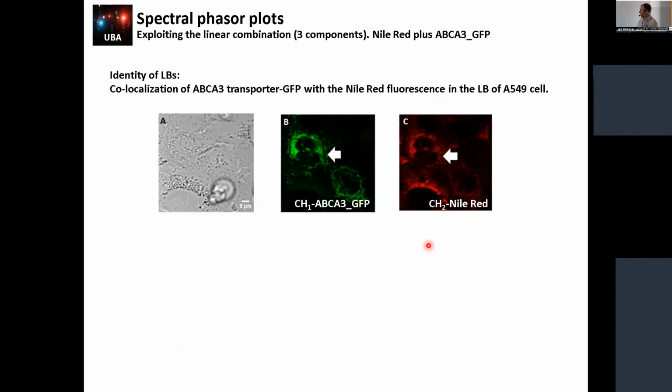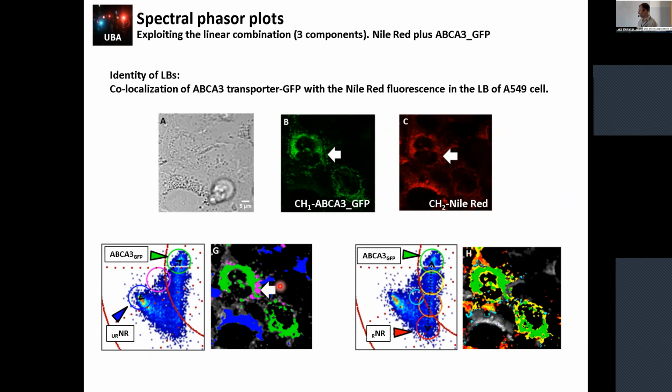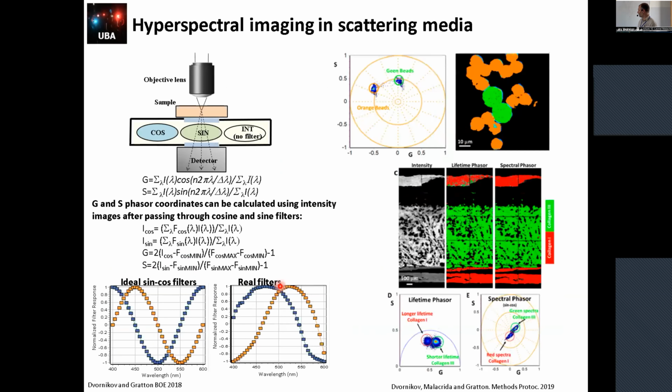So now we can use Nile red as a label for the membrane, and we can use our green fluorescent proteins as an identity. When we do that, you see in purple here the linear combination between Nile red and the green fluorescent protein. These are our lamellar bodies here in purple. Then we can do all the other linear combinations in the cell for this experiment. So we demonstrate that this is possible, and basically the identity of the lipid. To finalize my talk, I want to highlight this hyperspectral imaging in scattering media and without using a hyperspectral detector.